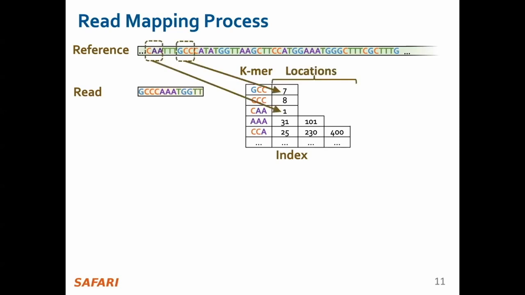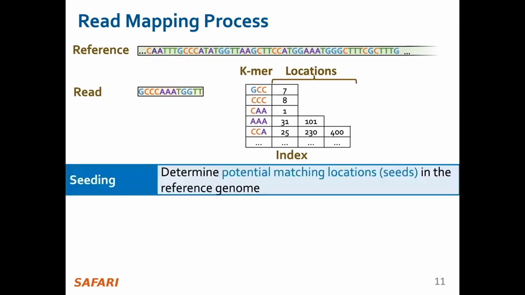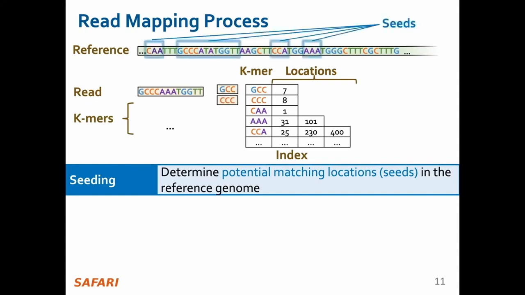So read mapping is a 3-step process, and state-of-the-art read mappers involve several heuristics to reduce the cost of expensive computation. So let's go through these steps. In the first step, which is called seeding, the mapper determines some potential matching locations, or seeds, in the reference genome to which the read would align. To do so, the read mapper first extracts small k-mers from the read and looks at the location of each of these k-mers in the reference index. In case the k-mer hits in the index, it marks the locations of these k-mers in the reference genome as seeds.